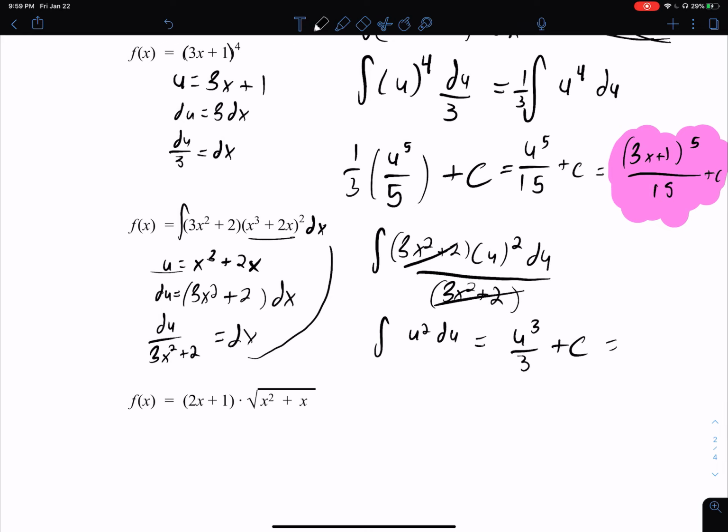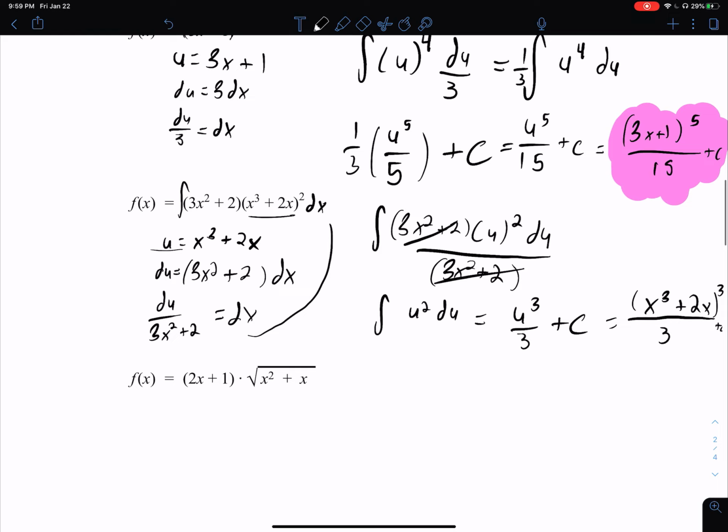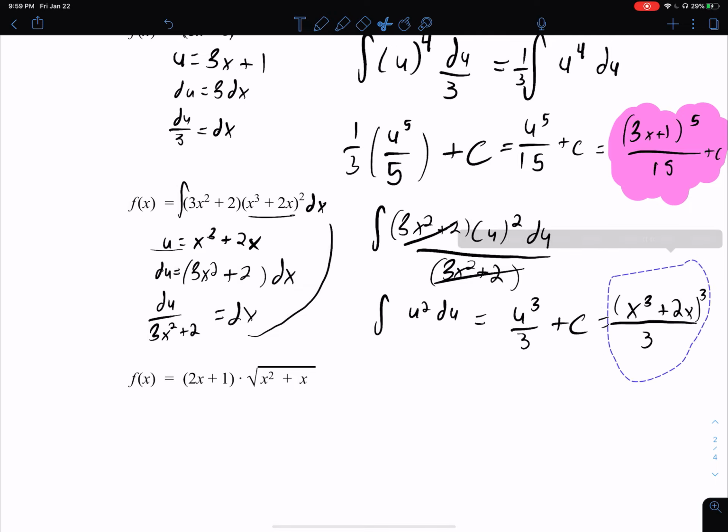And that is equal to x to the third plus 2x, all over 3, plus c. Sorry, it's really small. Let me move it over. You need the plus c. You need it. Move everything over. Bam. Okay, cool. So that's that one.